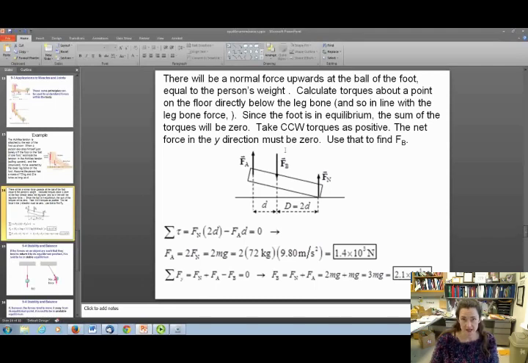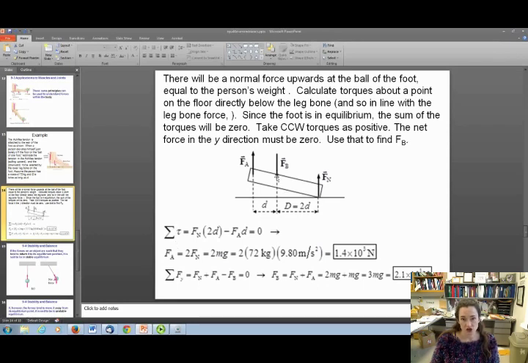And yet again, we're going to take counterclockwise torques to be positive, and then the net force in the y direction also has to be 0, and we'll end up using that to find the force on that bone, F sub B. But first, let's do the torques. So you have the sum of the torques, and you set that equal to 0.